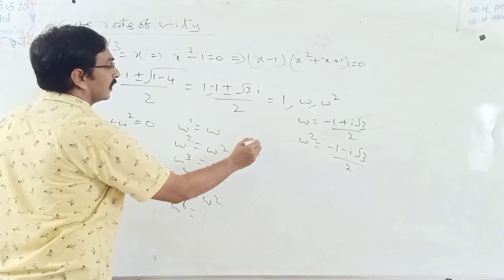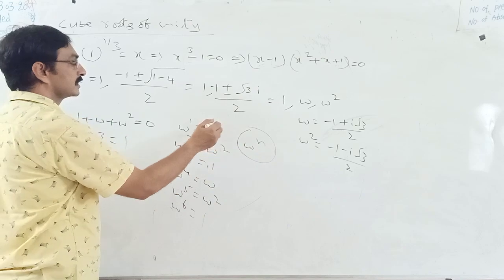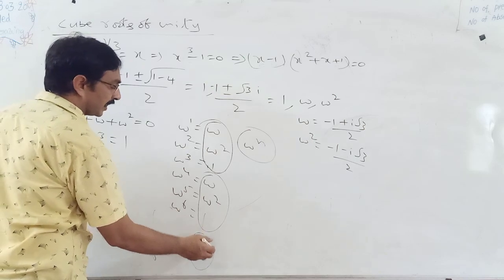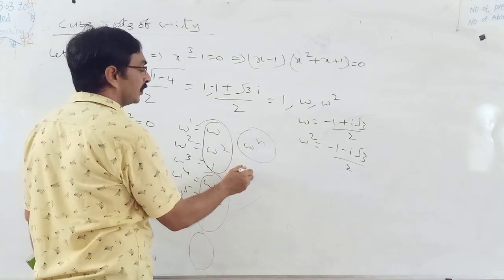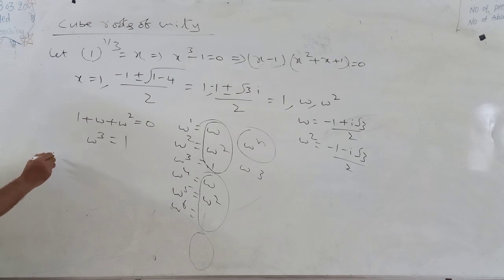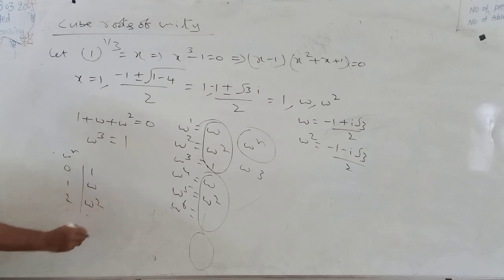See, the possible values of omega power n for any positive integral value of n is 3: omega, omega square, 1, and again omega, omega square, 1. So the number of distinct values is just 3. Therefore, the period of omega is 3. So the working rule of finding omega power n: divide n by 3. Possible remainders are 0, 1, 2. If the remainder is 0, omega power n is omega power 0, which is 1. Remainder 1, omega. Remainder 2, omega square.